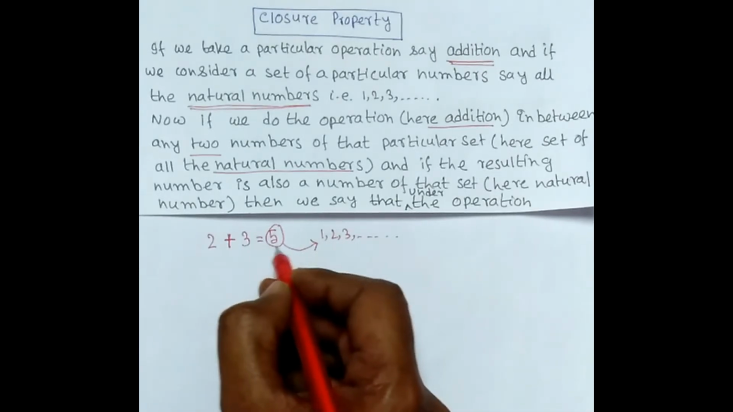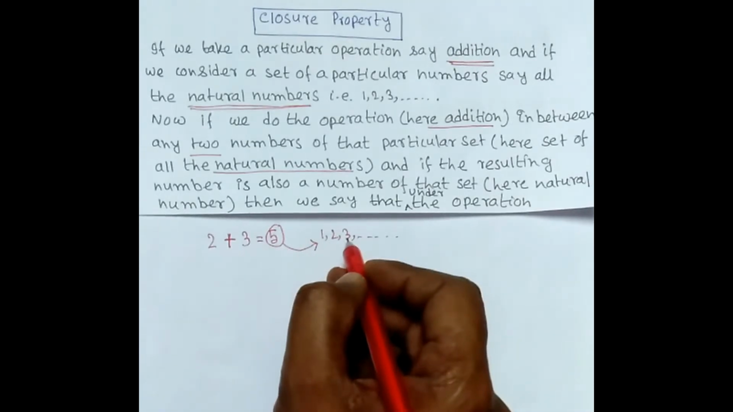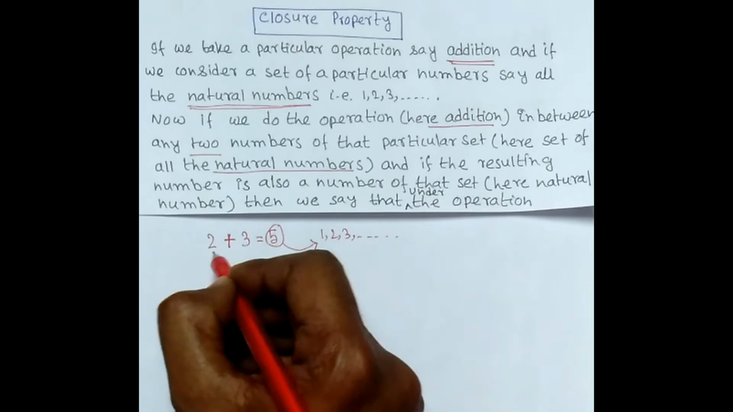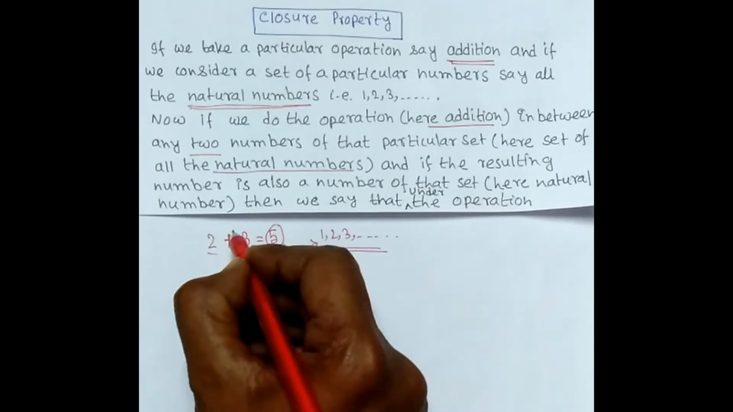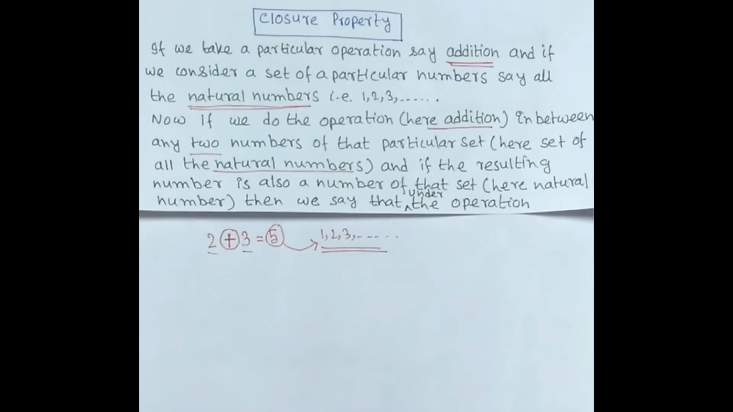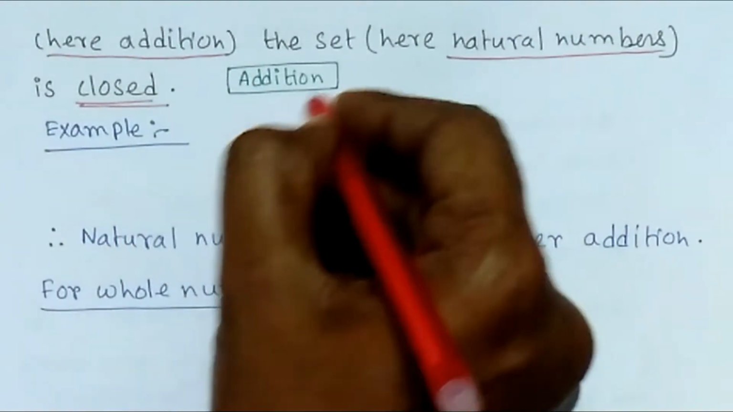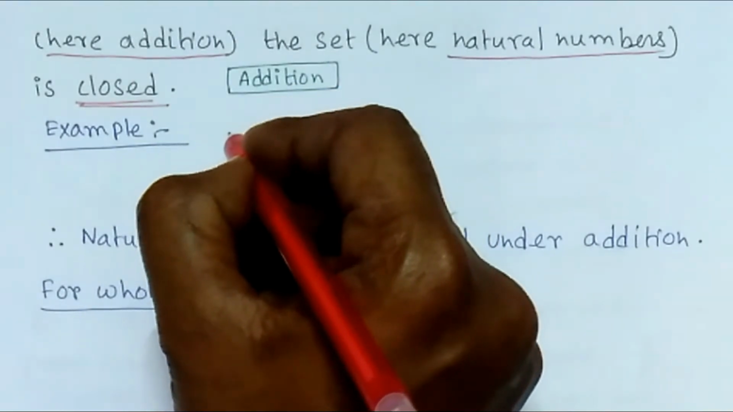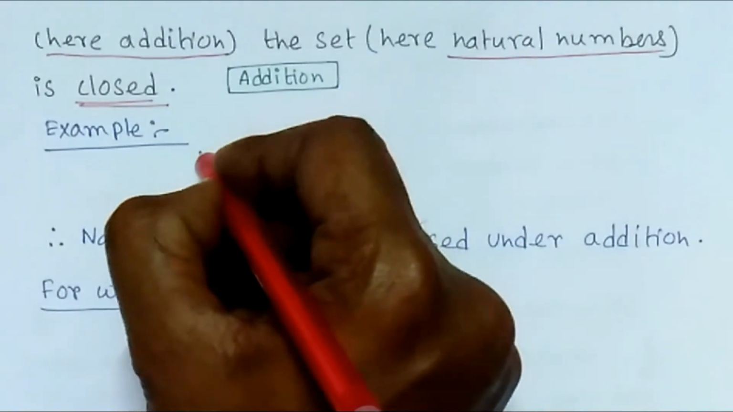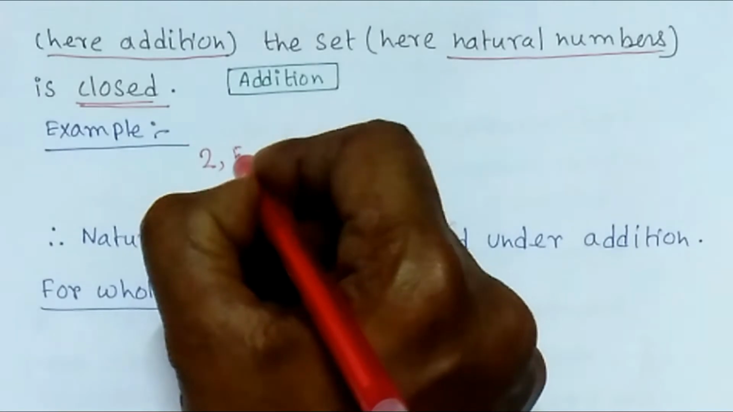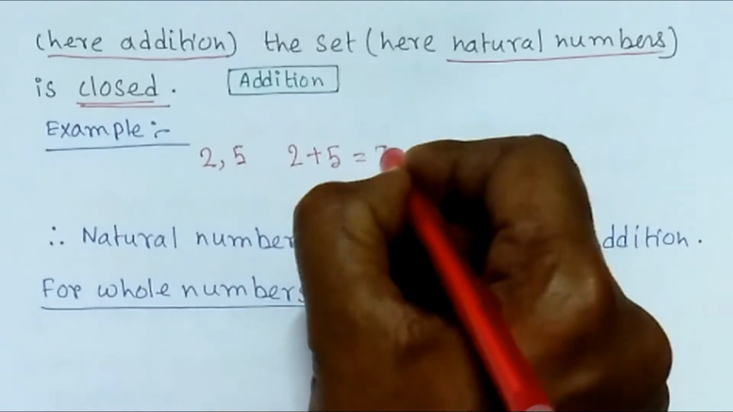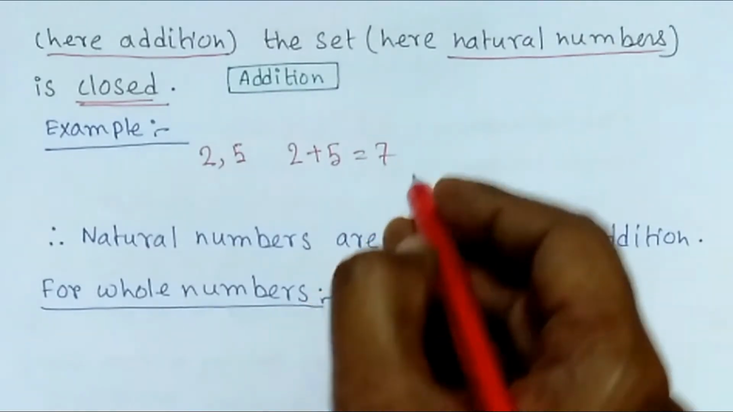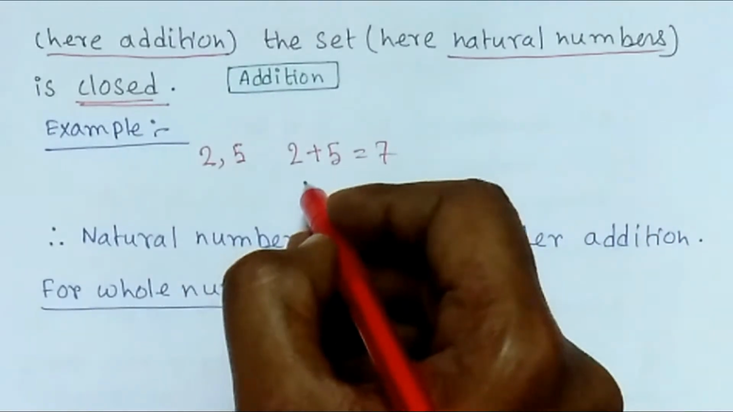So if the resulting number belongs to this set, then the numbers are called closed under addition. Clear? This is the closure property. So for example, for addition, we can take for natural numbers 2 and 5. Now if we add them, 2 plus 5 gives us 7, which is also a natural number, right?